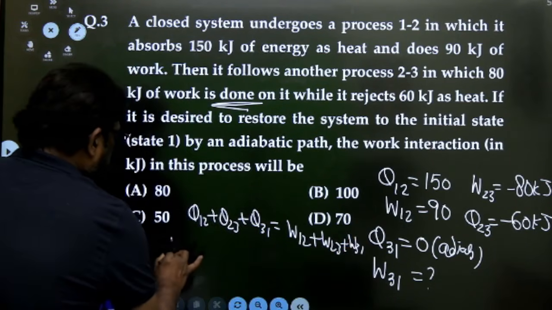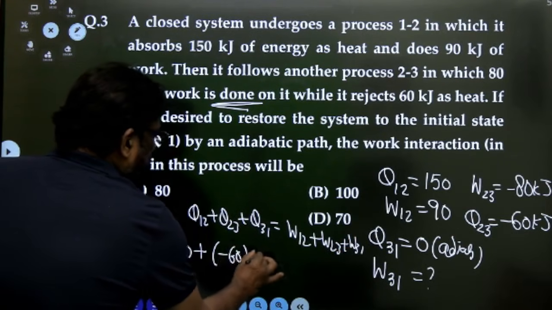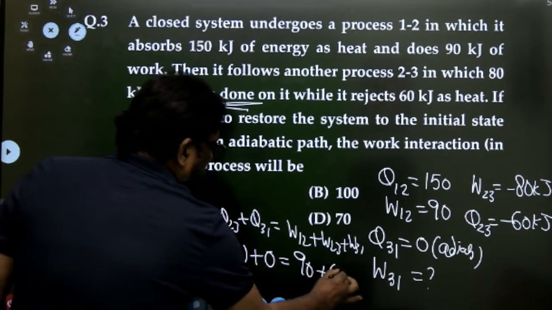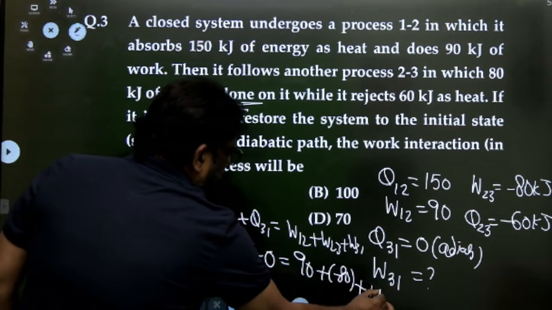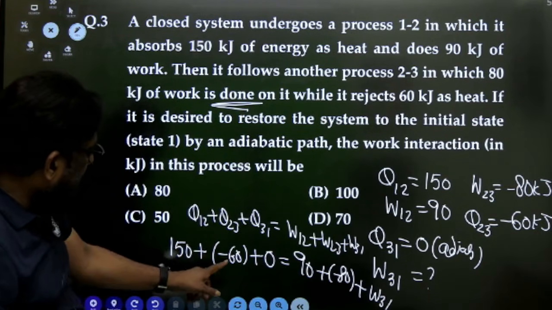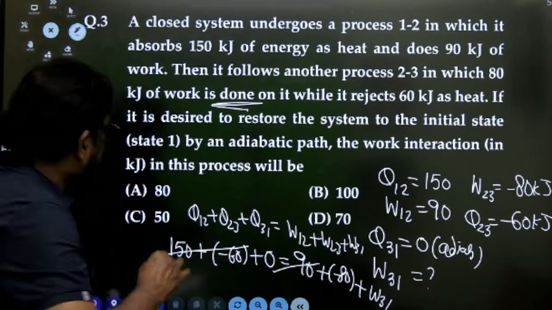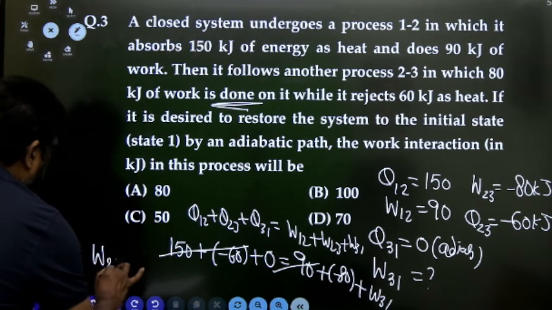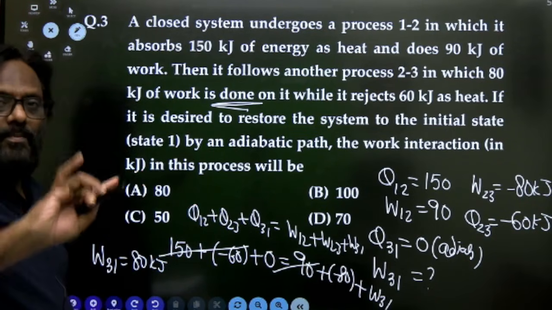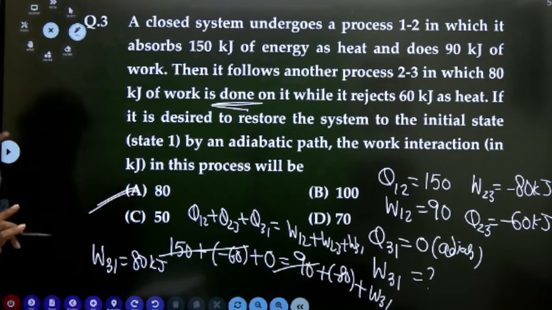What is Q12? It is 150. What is Q23? It is minus 60. What is Q31? 0. What is W12? 90. What is W23? Minus 80. And what is W31? We are supposed to find out. Now see, 150 minus 60 is 90. This 90 is gone, so here it is 0, so minus 80 comes to the other side. So W31 is equal to plus 80. It means work is done by the system in the 3 to 1 process and it is 80. Whatever the unit is, kilojoule, it is kilojoule. So the answer is A. Good.